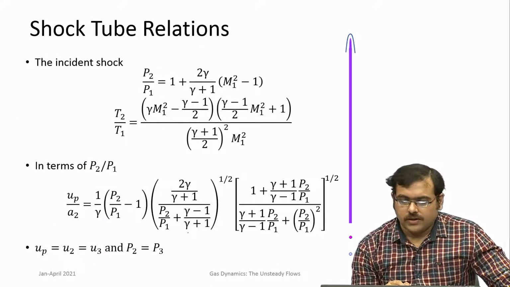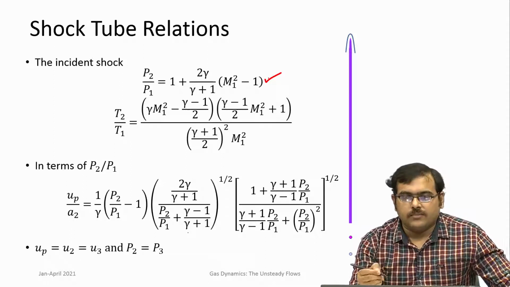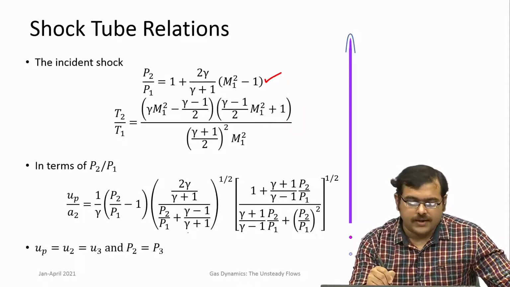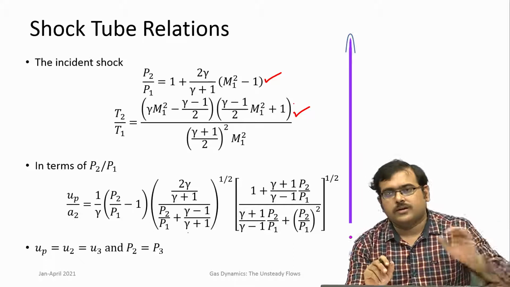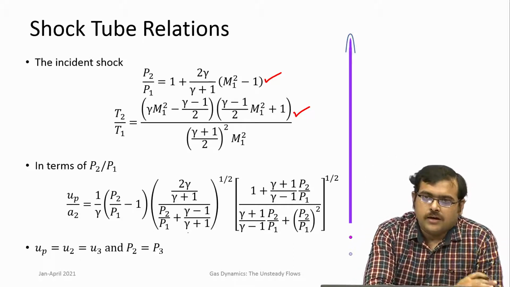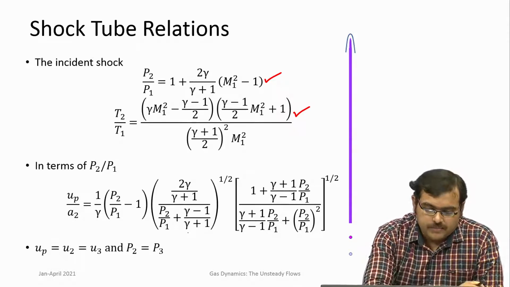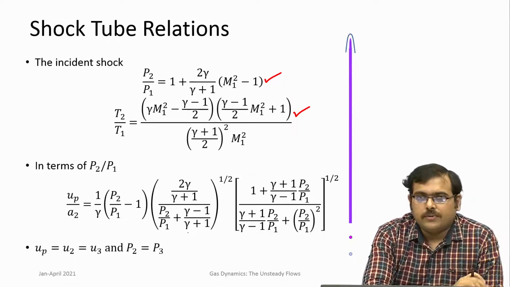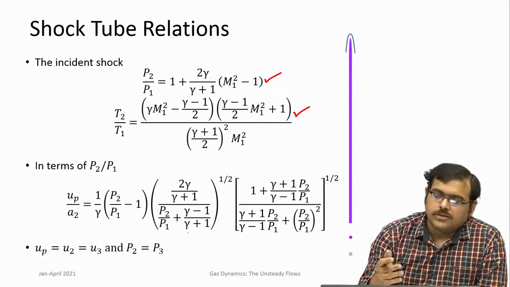So incident shock, the pressure ratio across the incident shock, this is the same result from a normal shock analysis. Similarly, the temperature ratio. This is because you can solve the incident shock by moving along with the shock, and in the frame of the shock the shock equations become stationary, and therefore you can solve them.